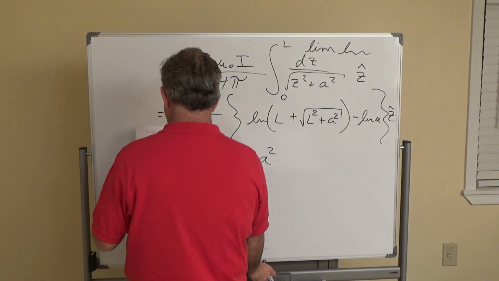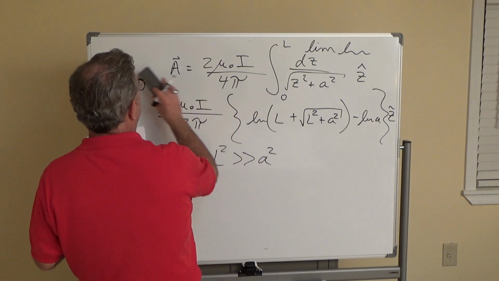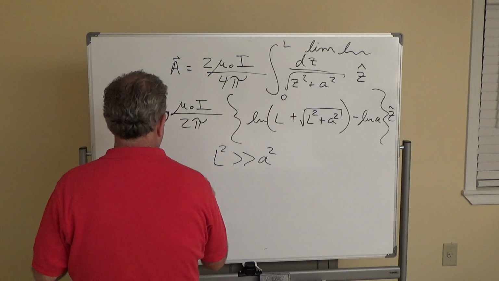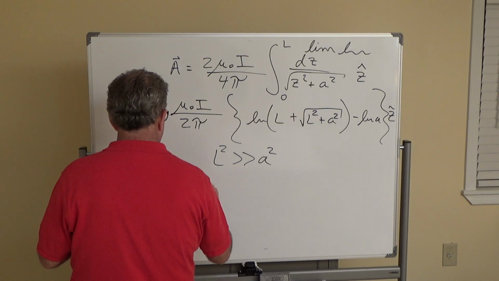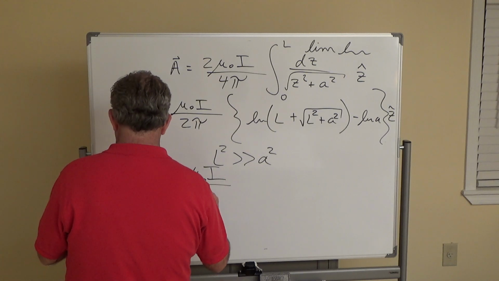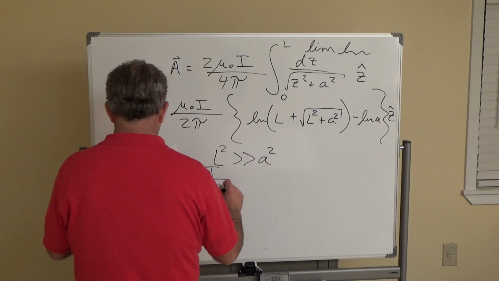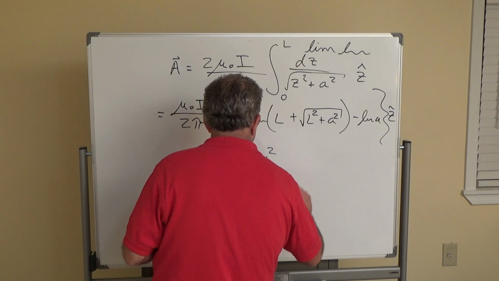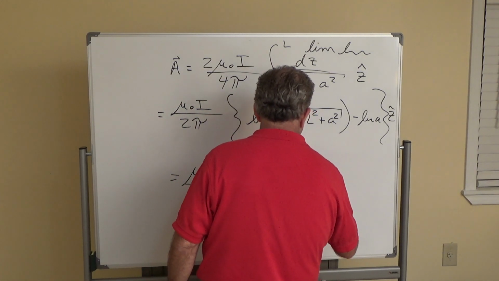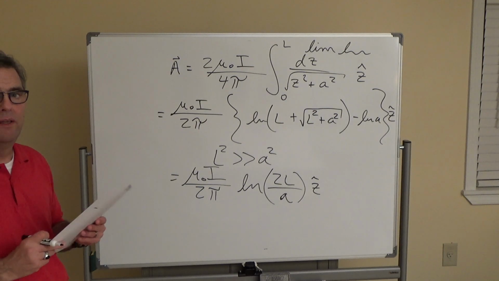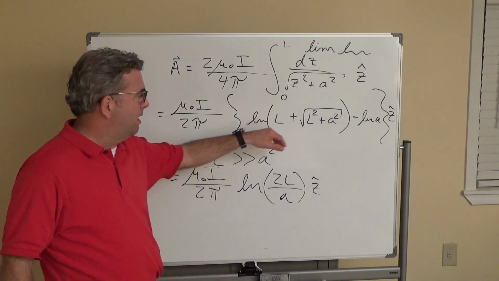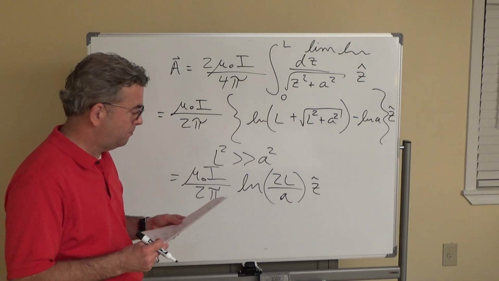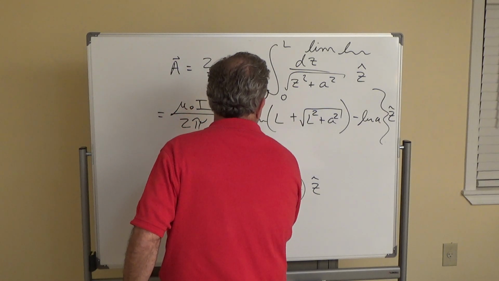So you get that in this case, for the vector potential, this is equal to mu naught I over 2 pi times the ln of 2L over a, z hat. So, in your spare time, see if you can get this approximation. It's not that difficult.